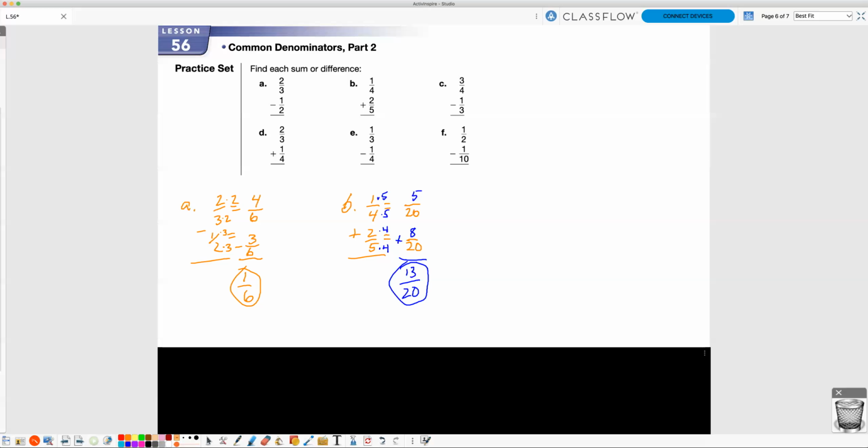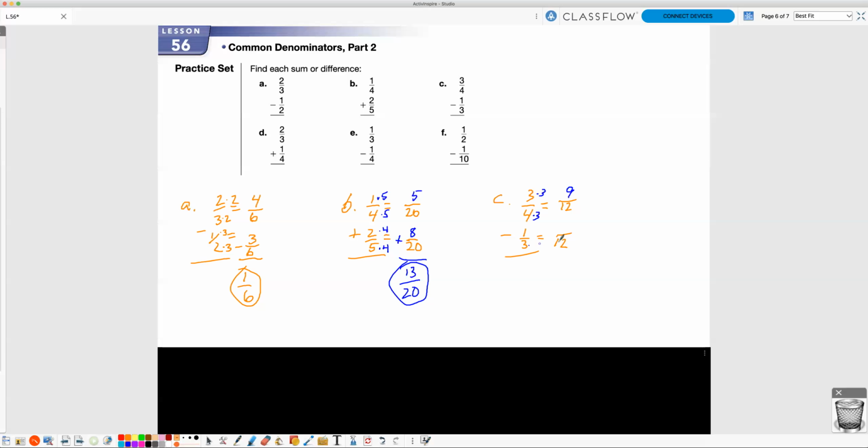Letter C, we have 3/4 minus 1/3. So I'm going to write that just like this. I'm going to do equal signs again, and I'm going to recognize, oh, it's similar. I know this least common multiple was 12 of these. So I'm going to put 12 as the denominator. And then I'm going to multiply that 4 times 3. To get to 12, I have to multiply the numerator times 3 to get to 9.